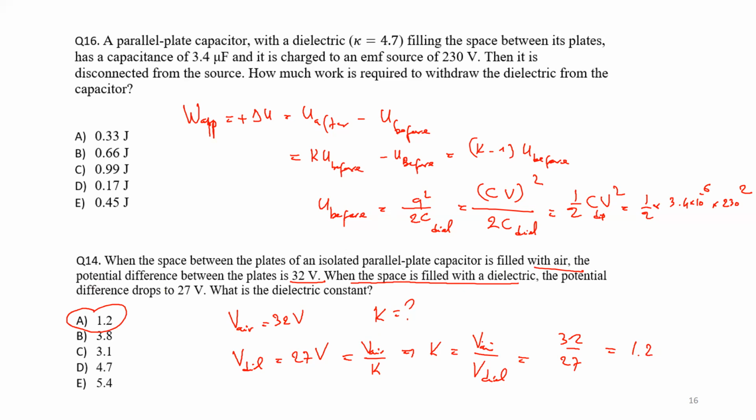I don't need to talk about this because I already discussed this, right? When I'm inserting a dielectric, the voltage will drop. Okay? And as I said, V2 will be V1 divided by kappa. That's what I used here.